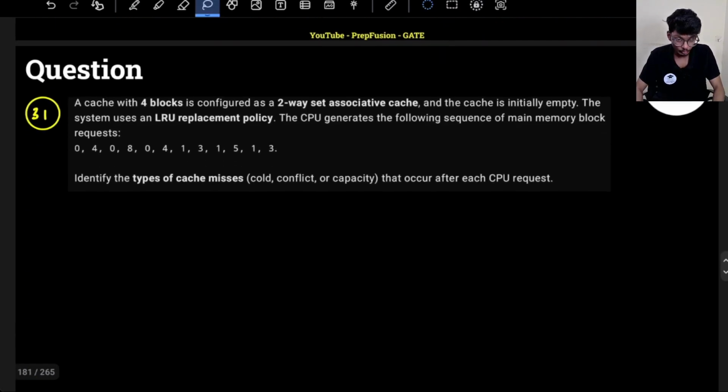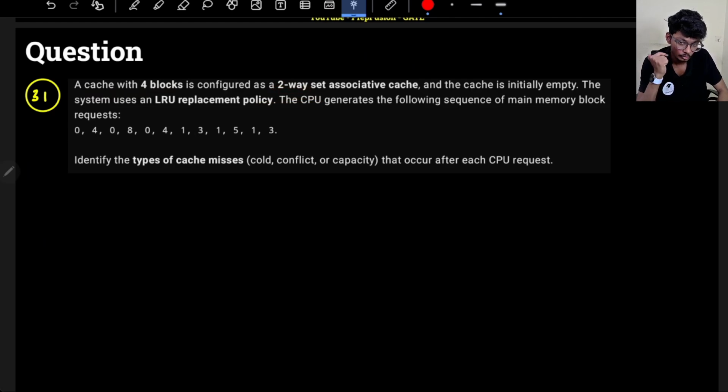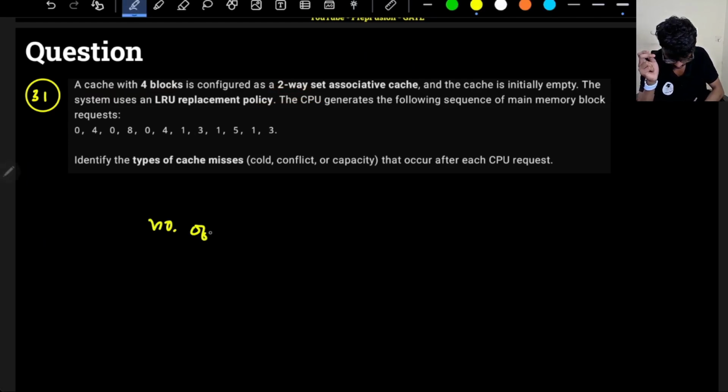So let's solve a question to understand the different kinds of misses in an even better manner. I have a cache with 4 blocks as a two-way set associative cache. So how many total sets do I have? The total number of sets will be the total number of blocks divided by the number of ways, that is 2. So I have 2 sets.